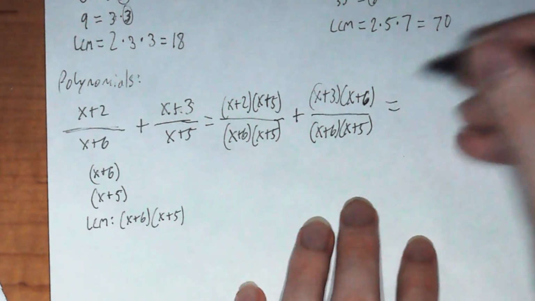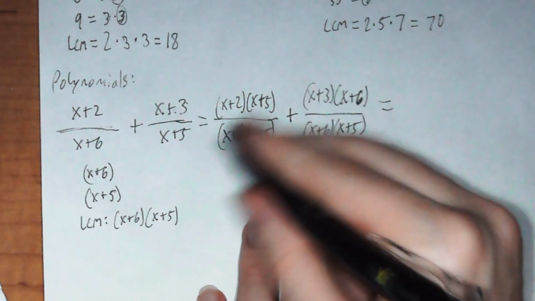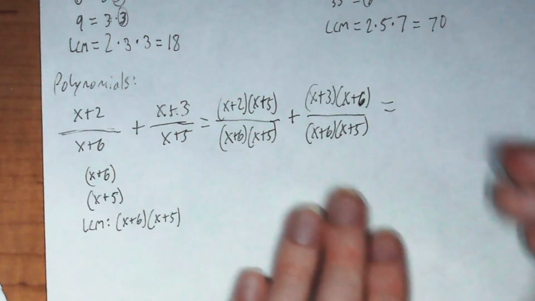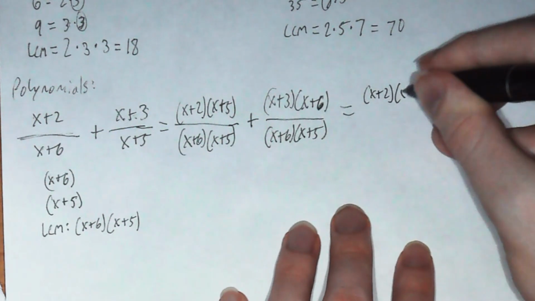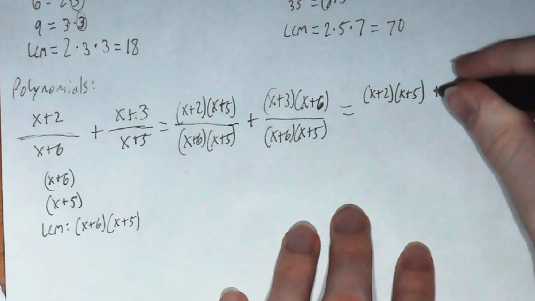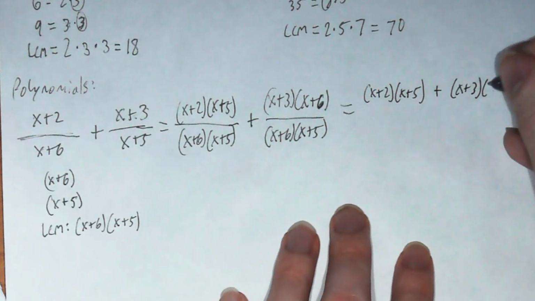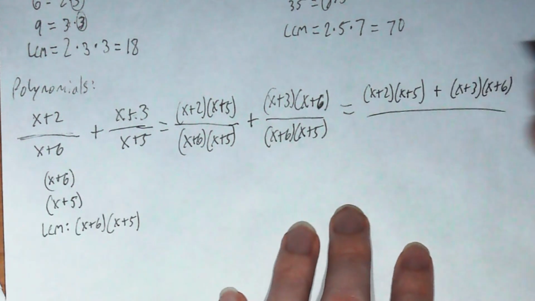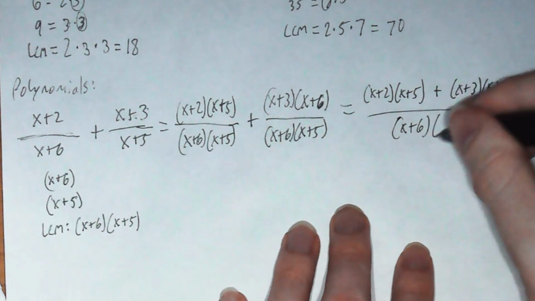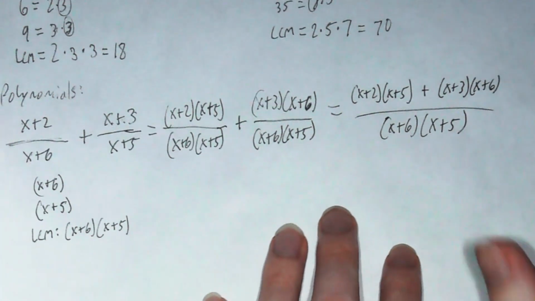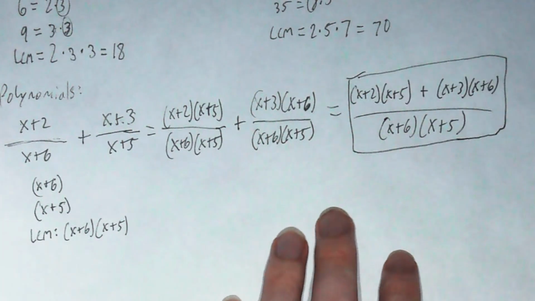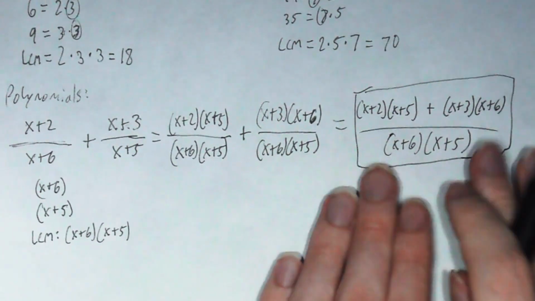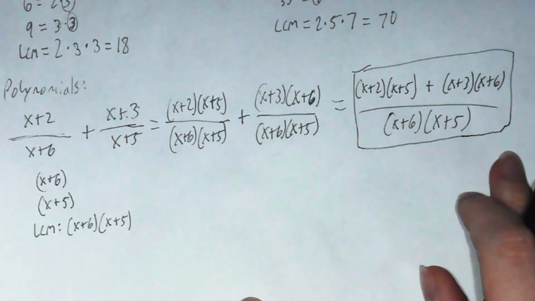So now we have a common denominator. Do not reduce, otherwise you'll be in a loop. So we have x plus 2 times x plus 5, plus x plus 3 times x plus 6, over x plus 6 times x plus 5. And for today, we're going to leave it like this. Yes, we can simplify this more, but for today we're going to leave it like this just to get the general gist across.